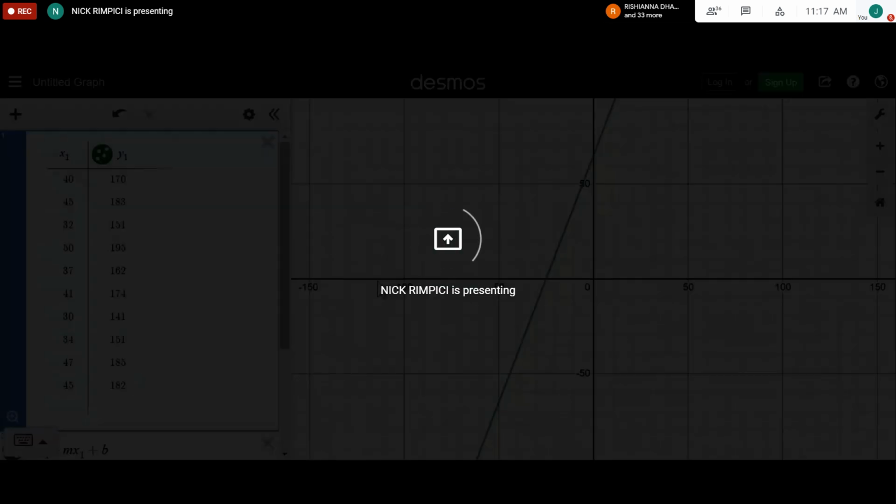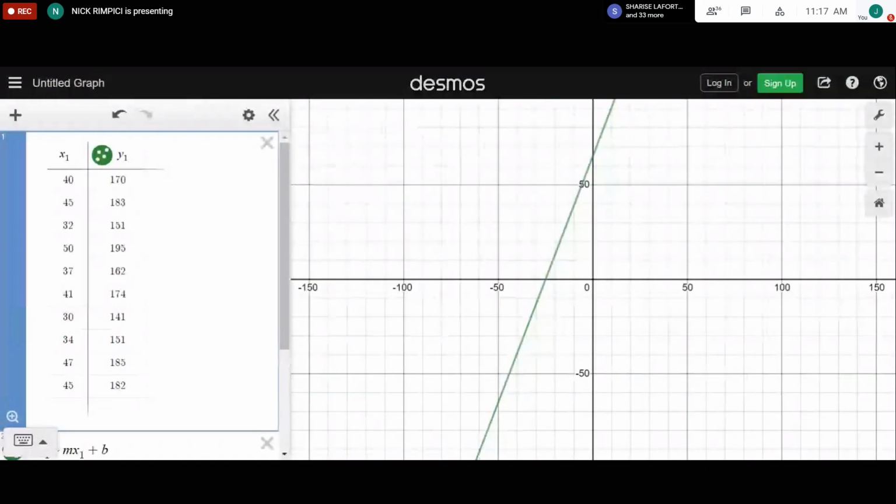So what I did, I took the femur lengths, I made a table, and I put the femur lengths in X, and then I put the height of each person, the corresponding value, in Y. So I just typed all these in. When the person had a 40 centimeter femur length, they were 170 centimeters tall. With a 45 centimeter femur length, they were 183 centimeters tall. I just copied the table is all I did. I took the numbers and I typed them in.